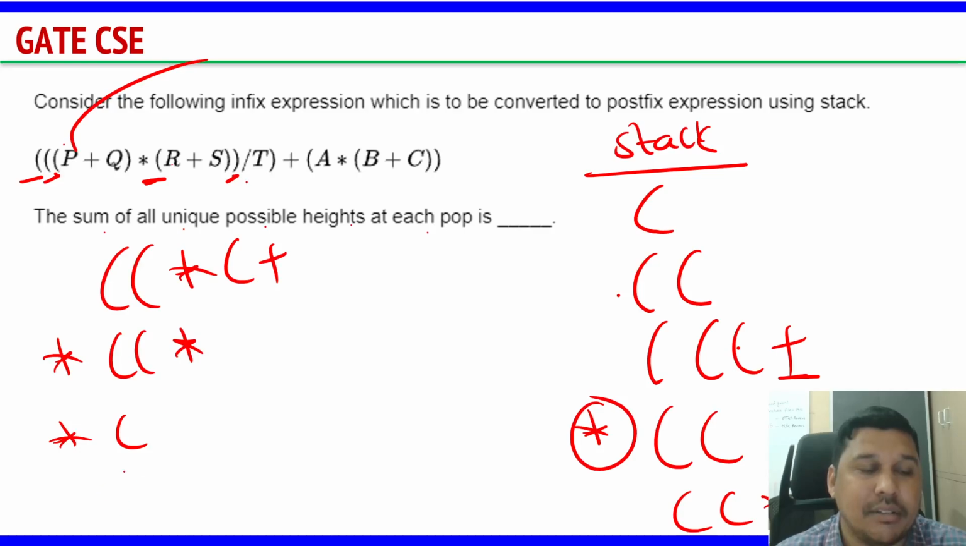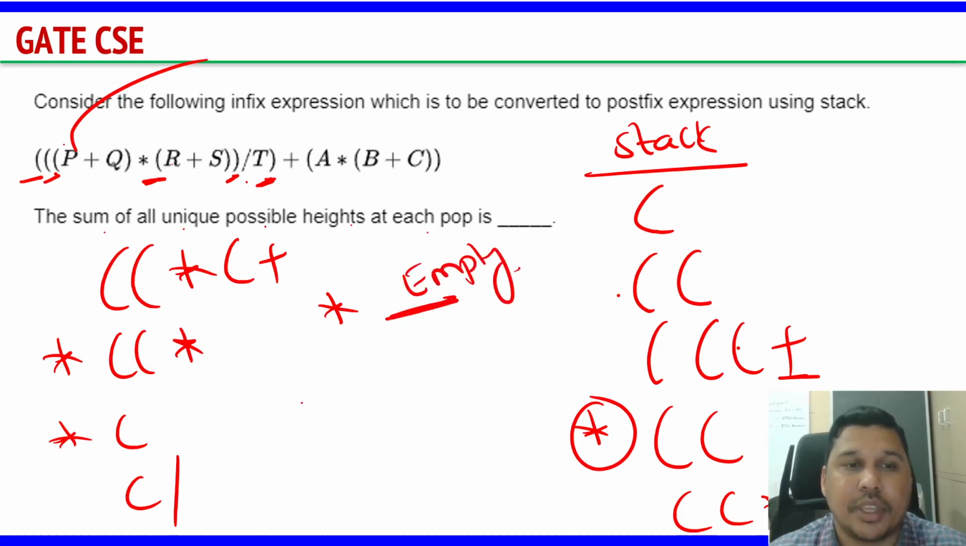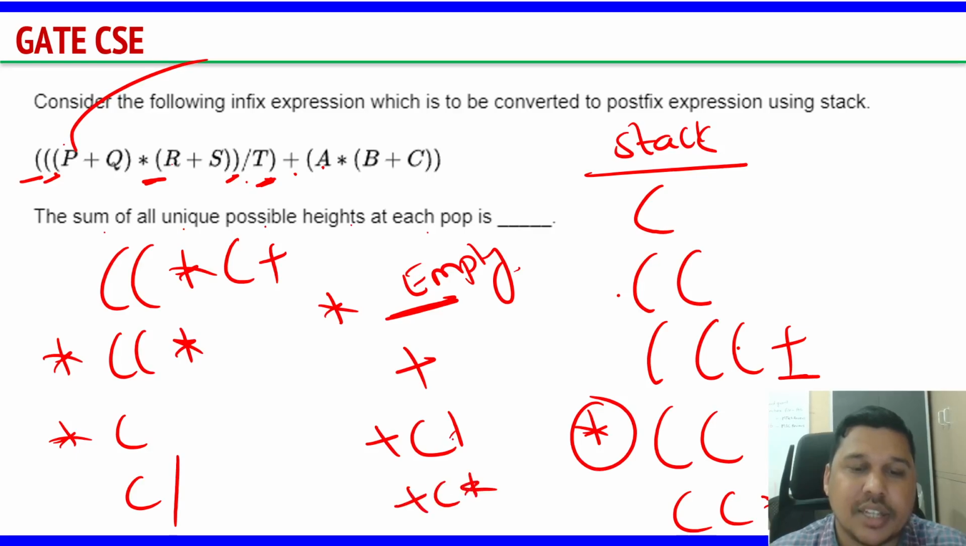Then came divide by, so I put it here, then T goes to output. Then came the close bracket. When this close bracket comes, you have to pop out, so I am popping it again. The stack becomes empty this time. Again plus came, I have to insert, so my stack becomes plus. Only element in the stack is plus. Again open bracket, so plus and open bracket. Then A output, star, insert star here, plus C star like this.